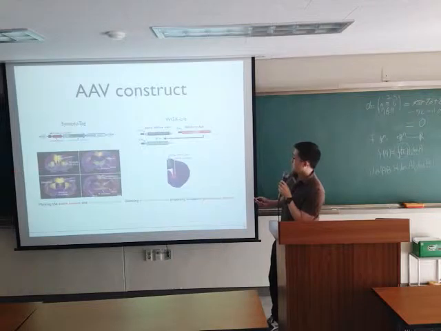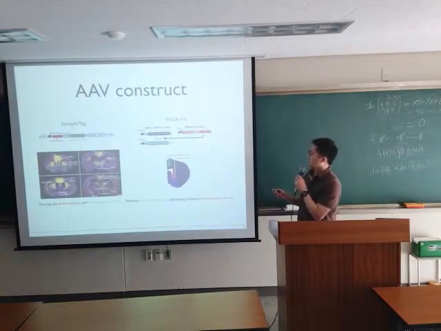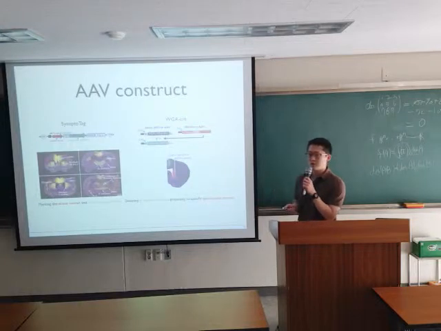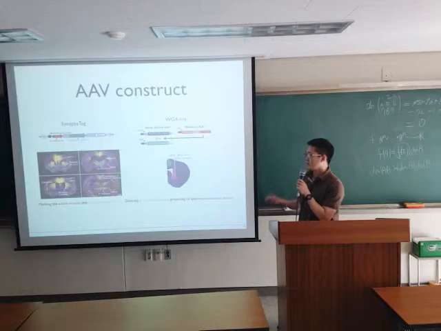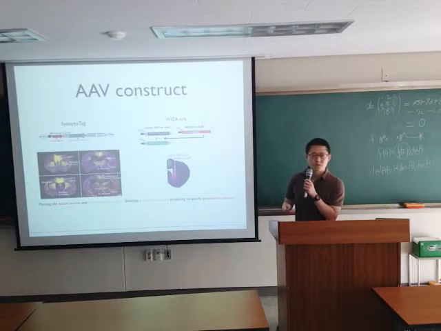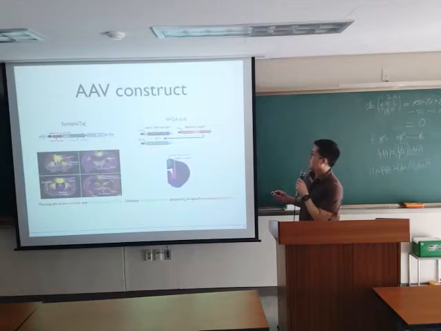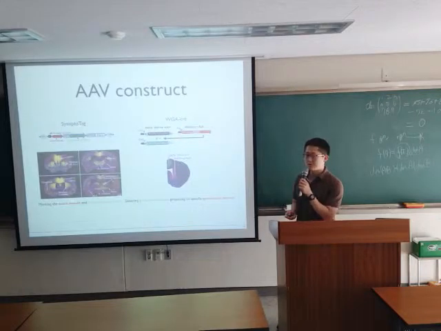And another technique they used is WGA, which is a retrograde molecule, and they put a Cre to WGA. So when they express this construct, it goes to presynaptic neurons, and if the presynaptic neuron has this double floxed construct, they can express this construct in the presynaptic site.